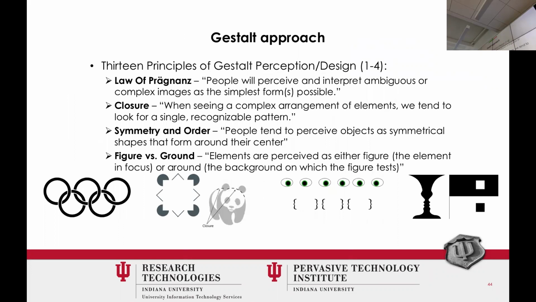the law of prägnanz. So this is like these semicircles, right? But we just see 5 rings interlocking, and we see that right away. And so we don't break it down into its component parts. That's really what this is saying.